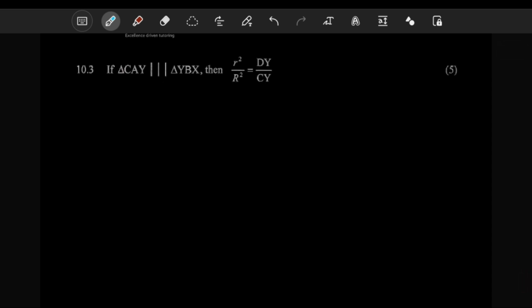So here they're asking us to prove. Okay, they said if, you see. If they start a statement with "if", it means that they are giving you that information. You don't have to prove it. They're just giving you that information, so you should just use it. But we have to be careful when using this information.